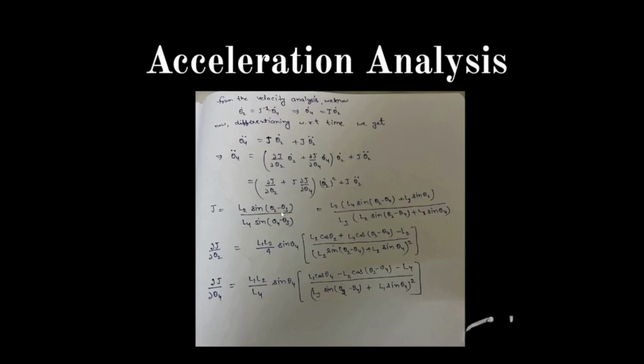We just take J equal to L2 sine of (theta 2 minus theta 3) by L4 sine of (theta 4 minus theta 3), expand it, differentiate it with respect to theta 2, and substitute it back in the equation, which gives us a relation between theta 4 double dot and theta 2 double dot. This brings us to the end of acceleration analysis.